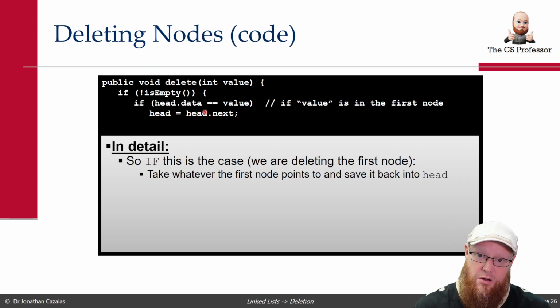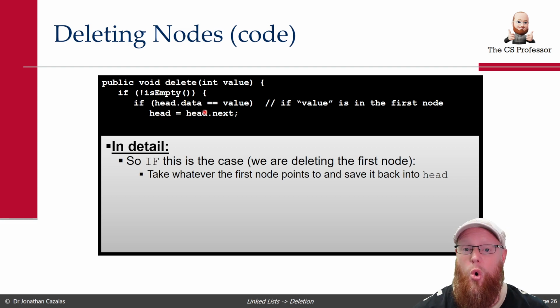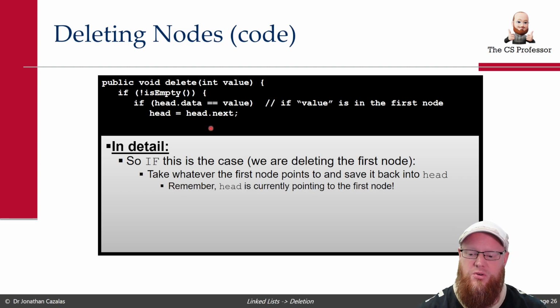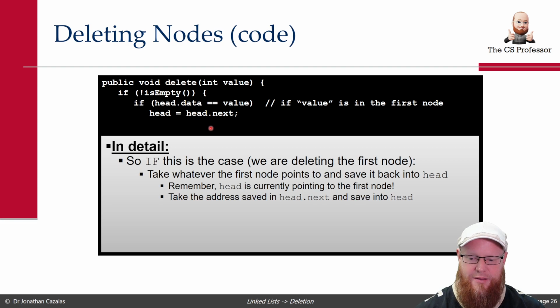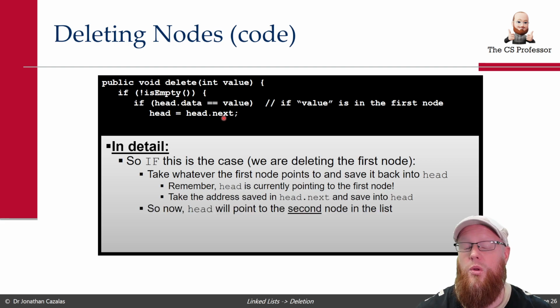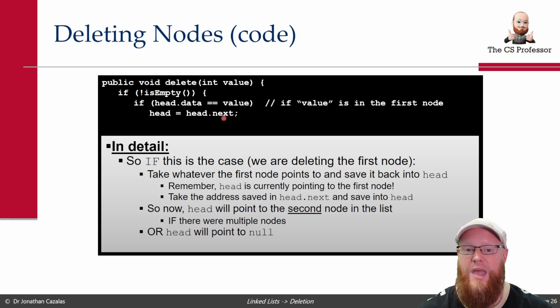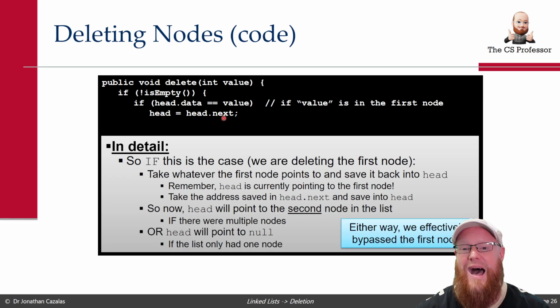If it's pointing to the second node, then we'll take the address of that second node and save it into head. Or if the first node is pointing to null, we'll take null and save it into head. Take whatever that first node is pointing to and save it back into head. Take the address that is in head.next, which is whatever that first node is pointing to, and save it into head. So head will now point to the second node if there were multiple nodes in the list, or head will point to null if there was only one node in the list. Either way, we just bypassed that first node.